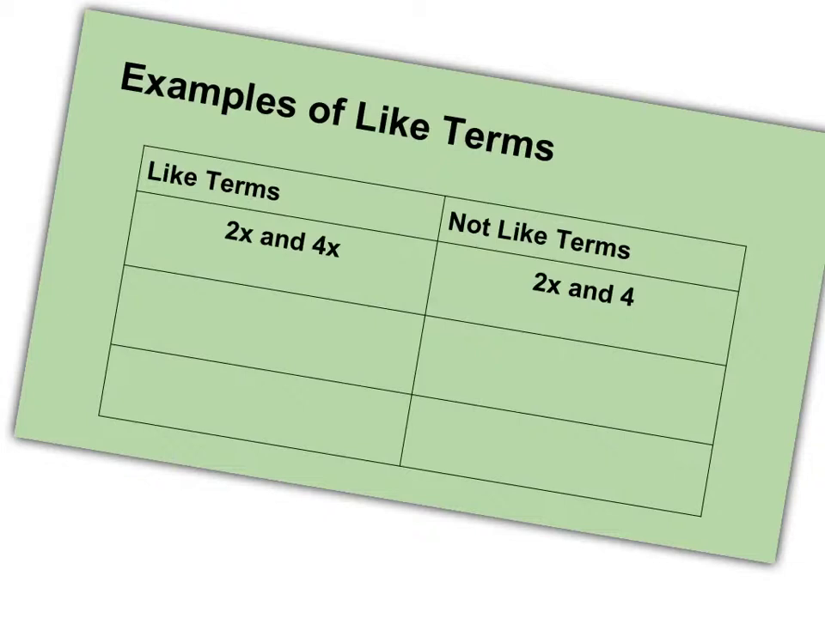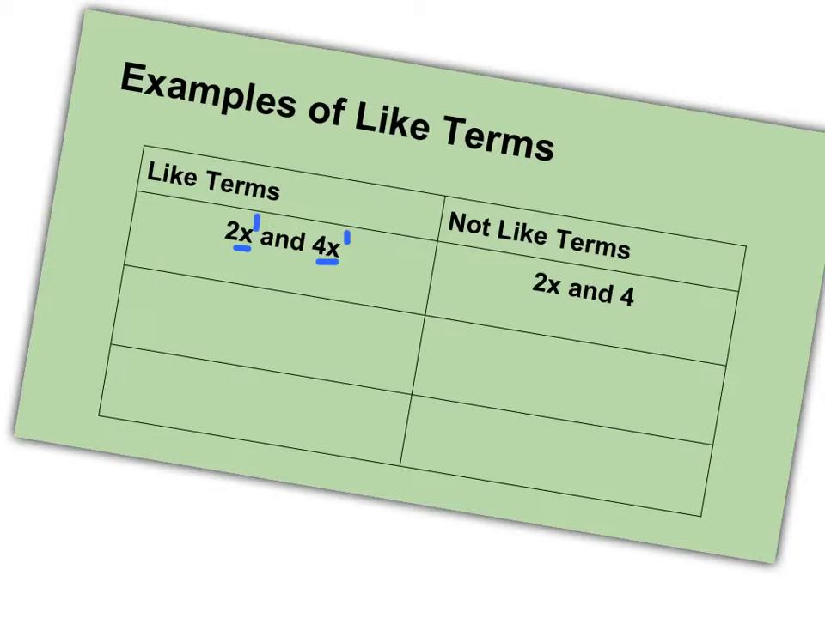Some examples of like terms. So the first example that we gave you is 2x and 4x. They have the same variable, x, and they're both to the first power, meaning x to the first power. It doesn't matter that 2 and 4 are different. We're only looking at the variables and the exponent with that variable. Not like terms would be 2x and 4. 2x, there's an x, 4, there's not. So those are not like terms.